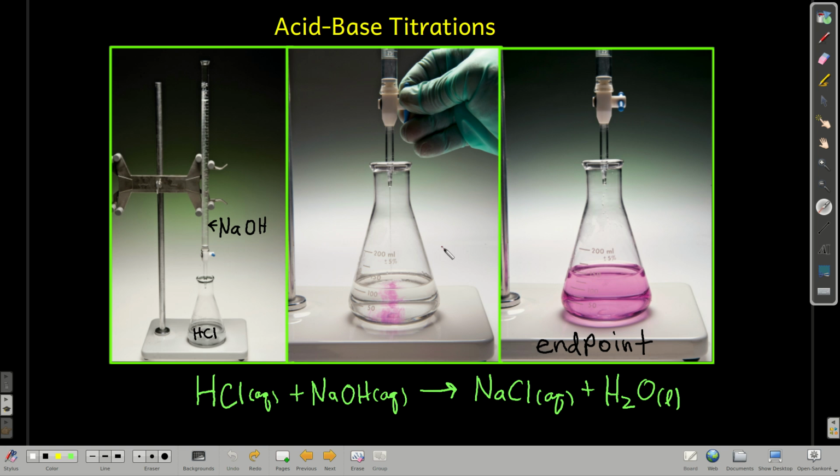And so what happens is you add a drop, it turns pink, then you swirl it and it goes clear. Then you add another, just a single drop or part of a drop. It turns pink and it stays pink. That's the end point. And phenolphthalein, the indicator, lets you know visually that you're right there.